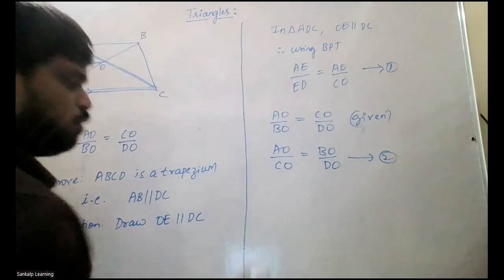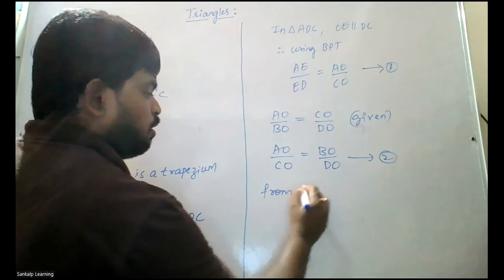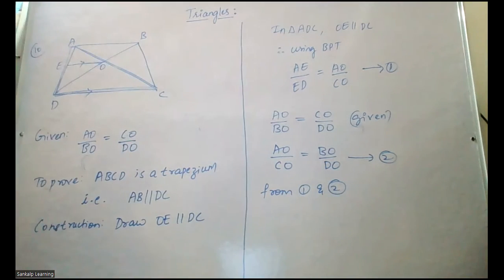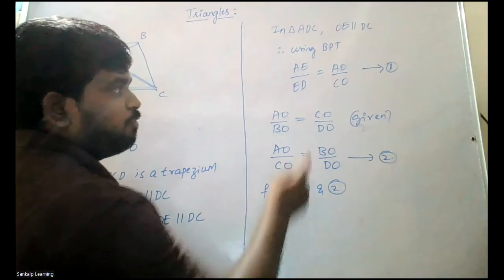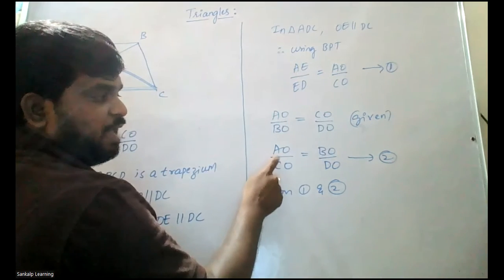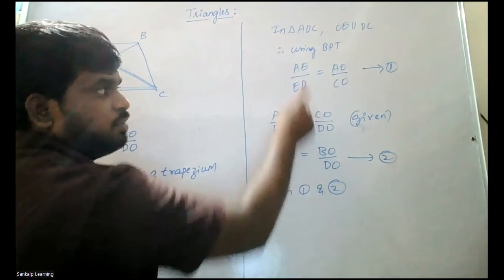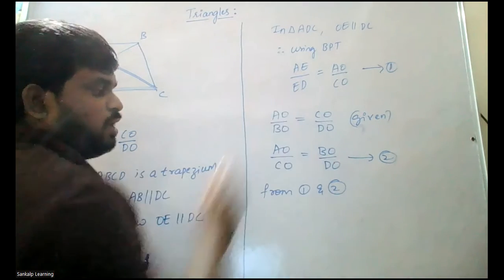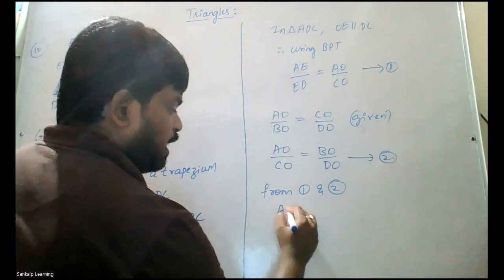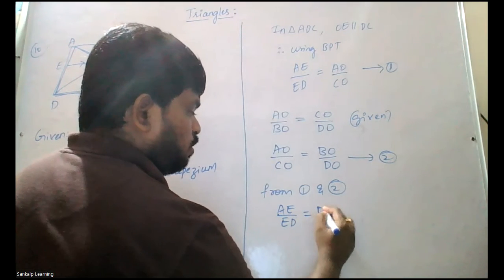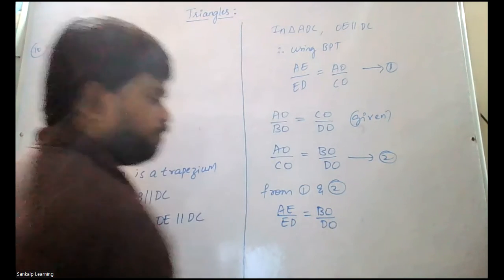Now compare 1 and 2. Observe carefully. AE by ED is equal to AO by CO. But that AO by CO is equal to BO by DO, which means these two are equal. From 1 and 2, AE by ED is equal to BO by DO.